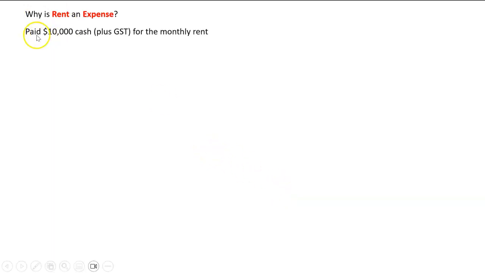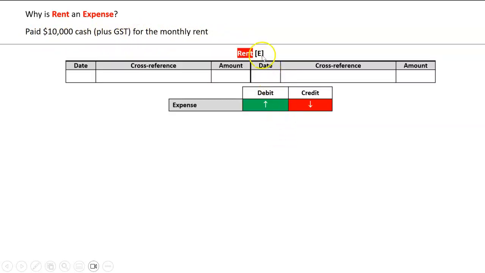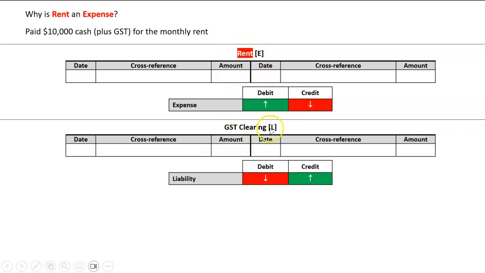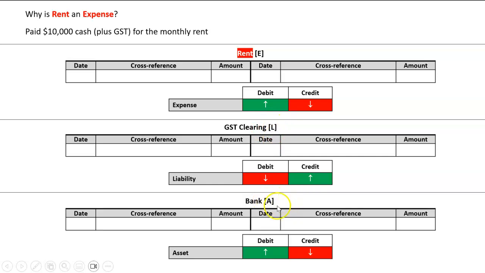So let's take an example. Paid $10,000 cash plus GST for the monthly rent. So we would need a rent ledger, and that's an expense. We're going to need a GST clearing ledger, and that's a liability. And we're going to need a bank ledger, and that's an asset. So the first thing that happens is we've got this expense called rent, so that's an increase in an expense, so that's a debit.